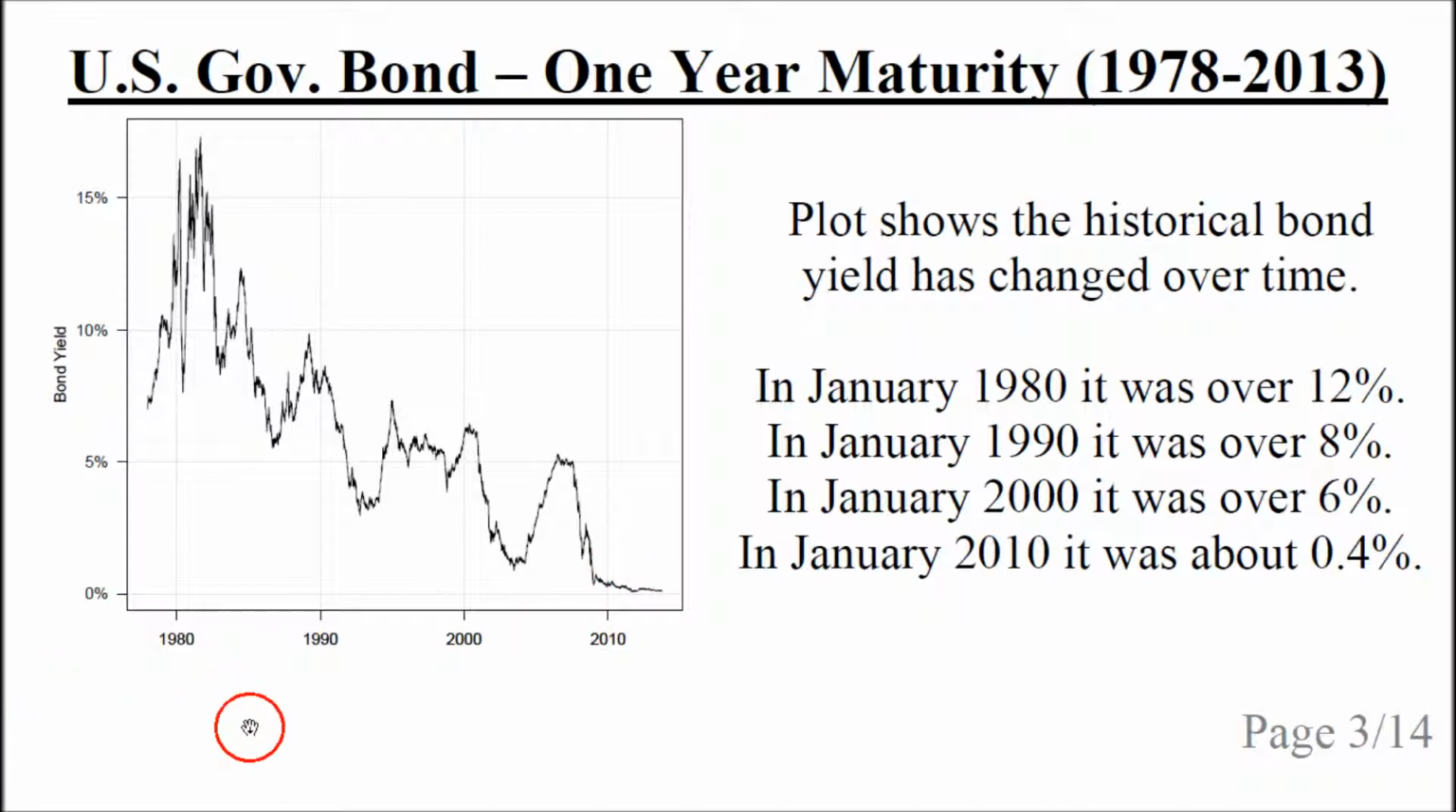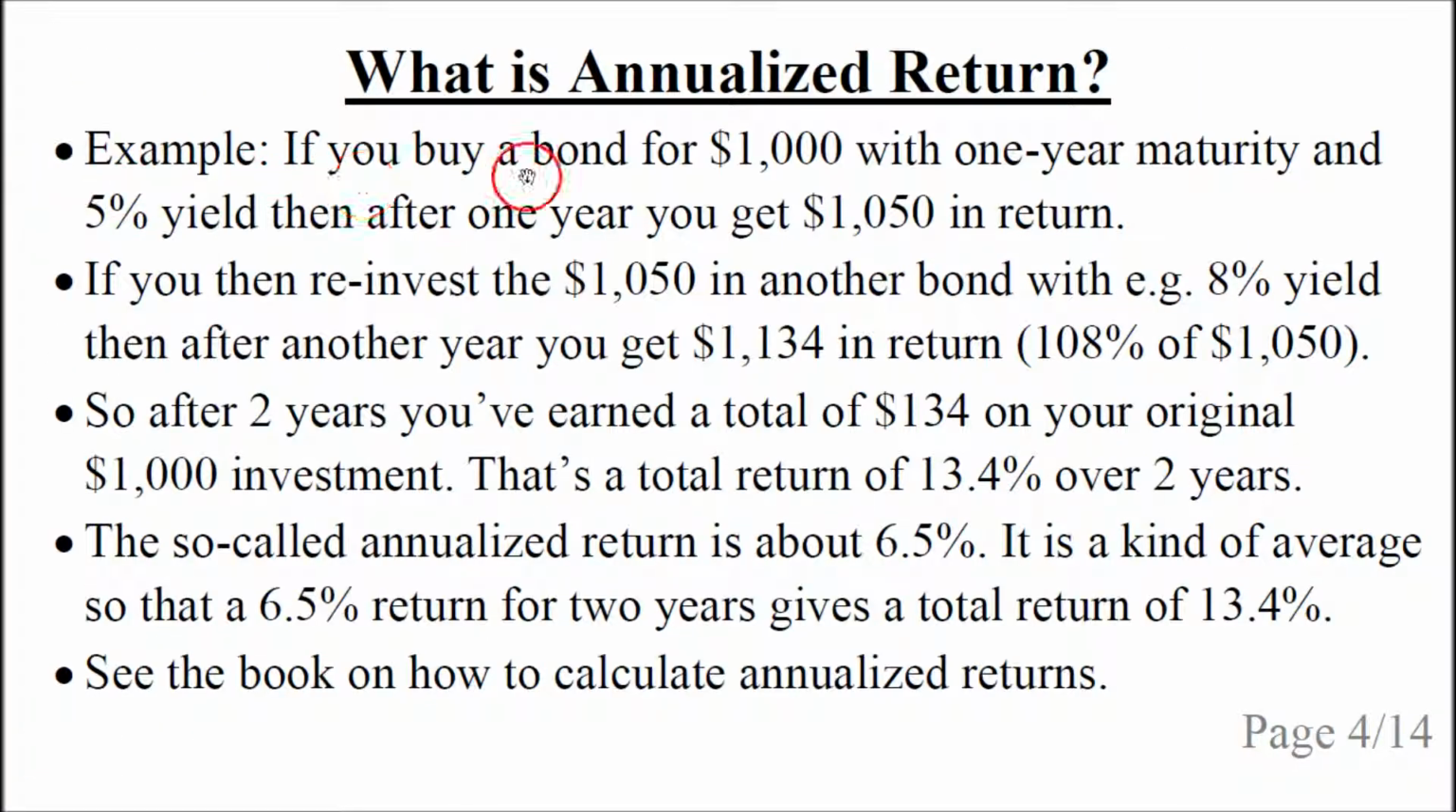So what happens if we invest in these government bonds in multiple years? For example, let's say you buy a bond for $1,000 with 1-year maturity and 5% yield. And after the first year, you get $1,050 in return. Let's then say that the yield has changed to 8%. So you reinvest the $1,050. And after another year, you get $1,134 in return. And this means you have earned a total of $134 on your original $1,000 investment, which is a total return of 13.4% over 2 years.